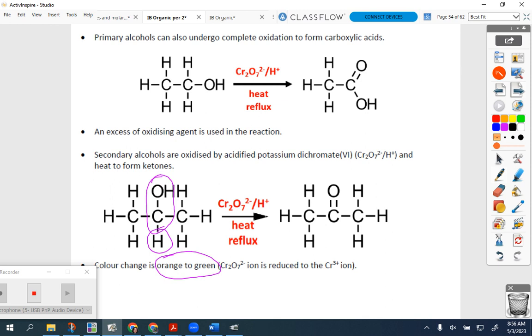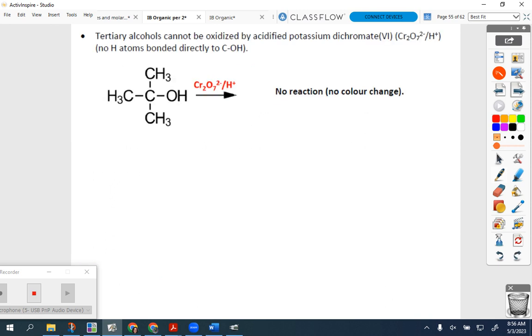Okay. So if we have then a tertiary alcohol, where the carbon is attached to three other carbons, nothing will happen because those carbon-carbon bonds are not going to break. We're not going to replace those with the carbon-oxygen bond under these conditions. So there's no reaction and no color change.